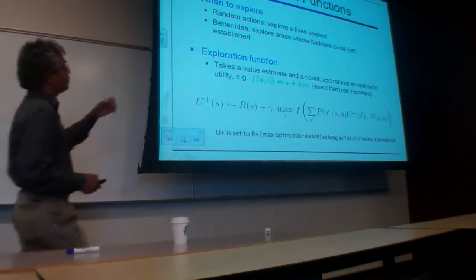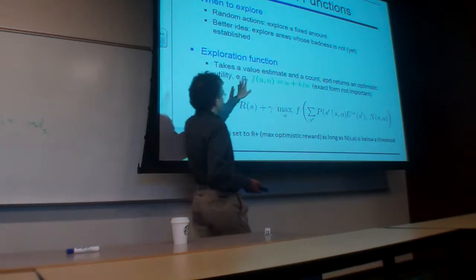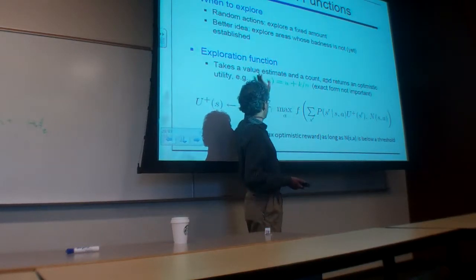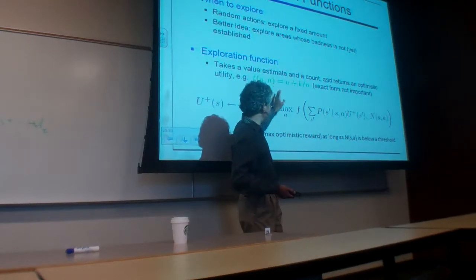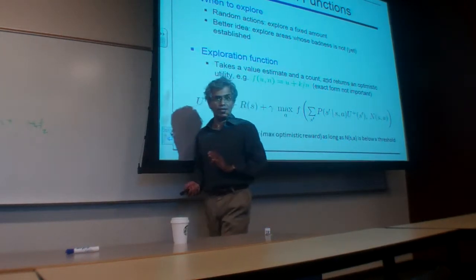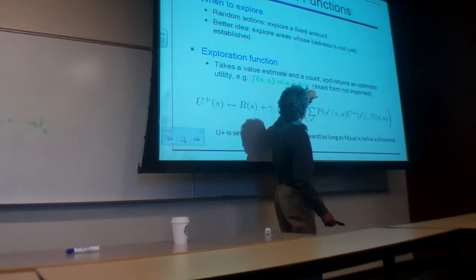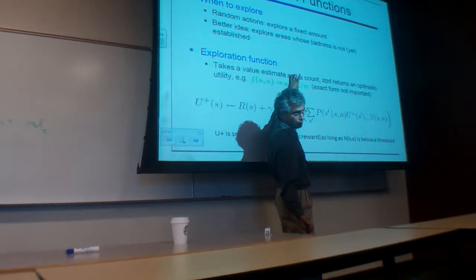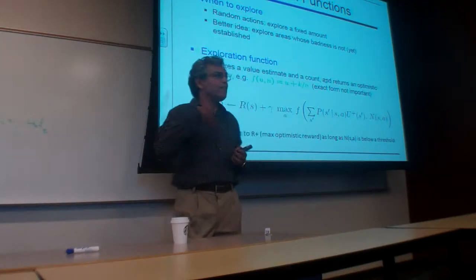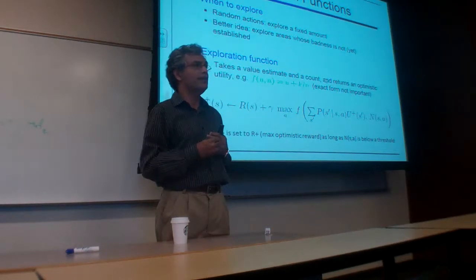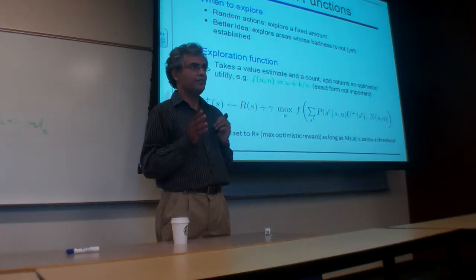Here is an exploration function of that kind. Think of a function f, where f of u and n, the number of trials, takes the current utility and gives you u plus k by n. As the number of trials increases, this factor becomes 0. In the beginning, you are adding a novelty factor for state action pairs that haven't been explored enough. Do people see that?